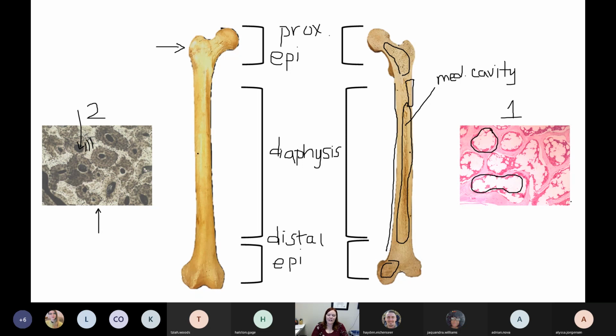So Hayden's asking about the last area. What I circled at the top and the bottom was a type of bone tissue. Can anyone remind me in the chat, what kind of bone tissue did I find in the epiphyses? Yeah, Samantha anticipated my question before I even asked it. Nice work. Yeah, I've got spongy bone in the epiphyses. So the proximal and the distal epiphysis, spongy bone. On the outside of the bone tissue, compact bone.